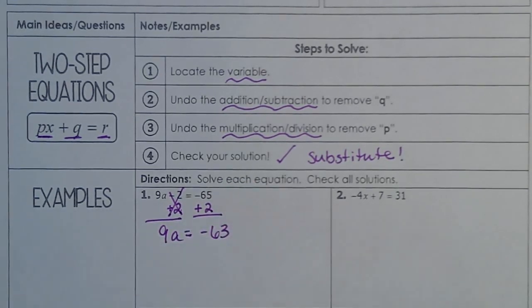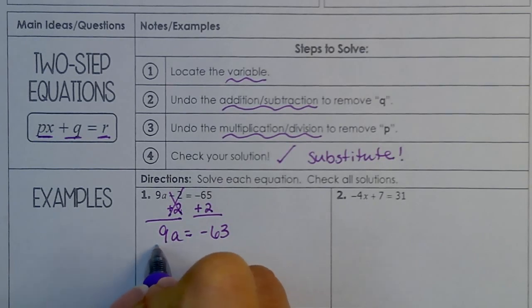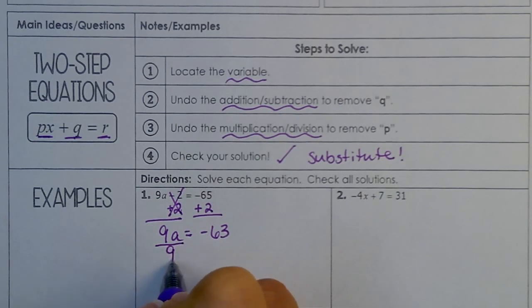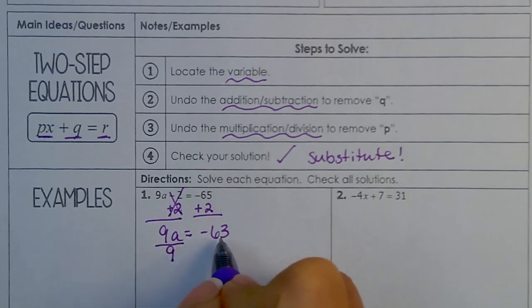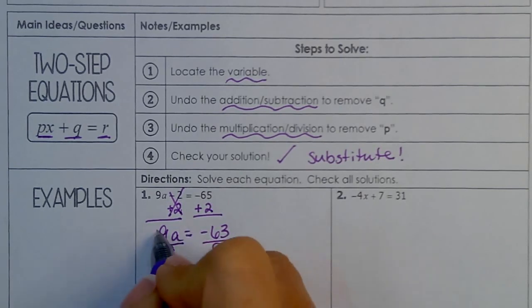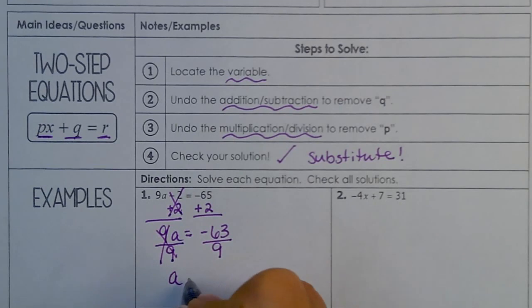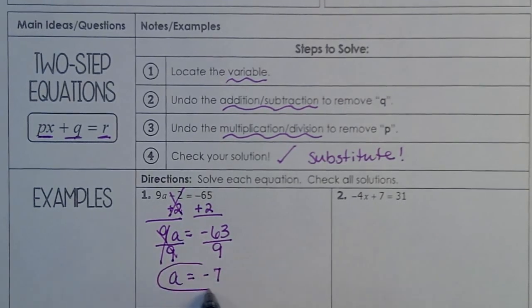-63. All right, so I've undone addition, subtraction, and now I need to undo the multiplication, division. So this represents multiplication, so the inverse is division. So instead of multiply by 9, I'm going to divide by 9. If I do that on this side, I have to do it on this side. So that cancels out, and I get a equals -7.